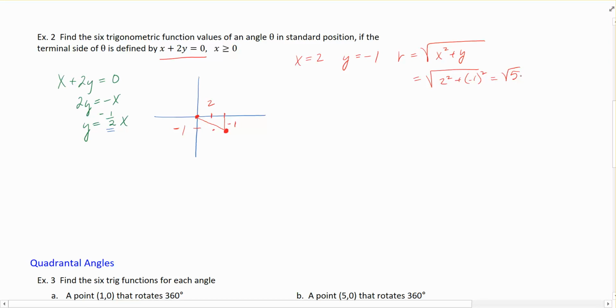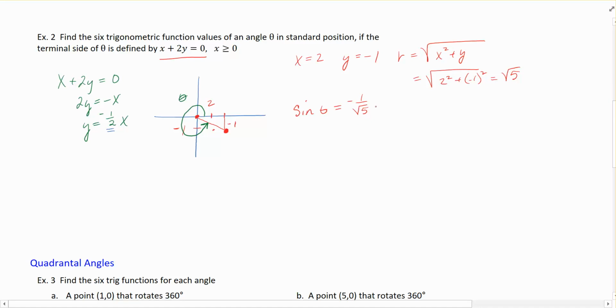So now, if I'm looking at my 6 trig function values of theta, and remember that theta rotated all the way around and ended up here in the 4th quadrant. So the sine of theta is defined as y over r, or negative 1 over the square root of 5. I'm going to write it like that to start with because it helps when I do the reciprocal function values, but we can't leave the answer like this. We have to rationalize the denominator.